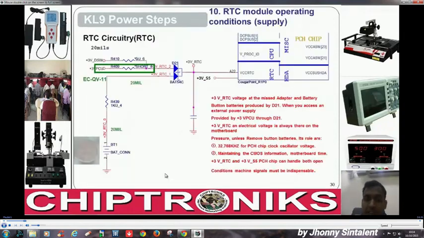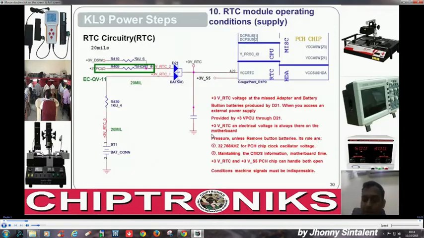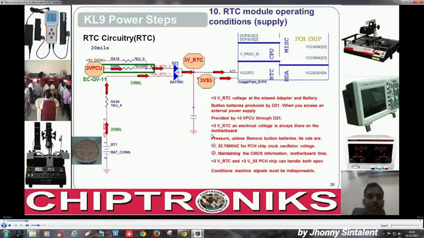What situation am I considering? I'm considering the situation that the IO controller is releasing RSMRST and power button. After pressing the power button, it is releasing these two signals, RSMRST and SIO power button, but SLP_S4 and SLP_S3 are not coming. Then what can be the problem? The problem can be your RTC section. So you have to first check whether your RTC section is working or not.